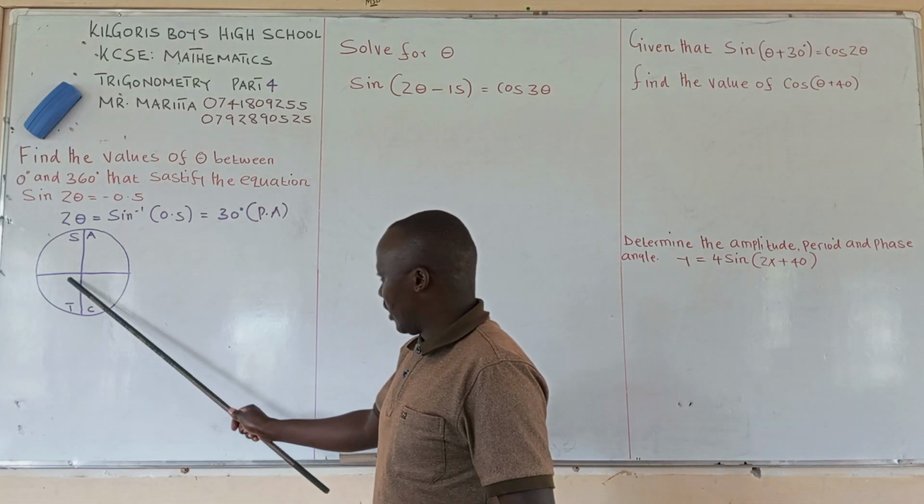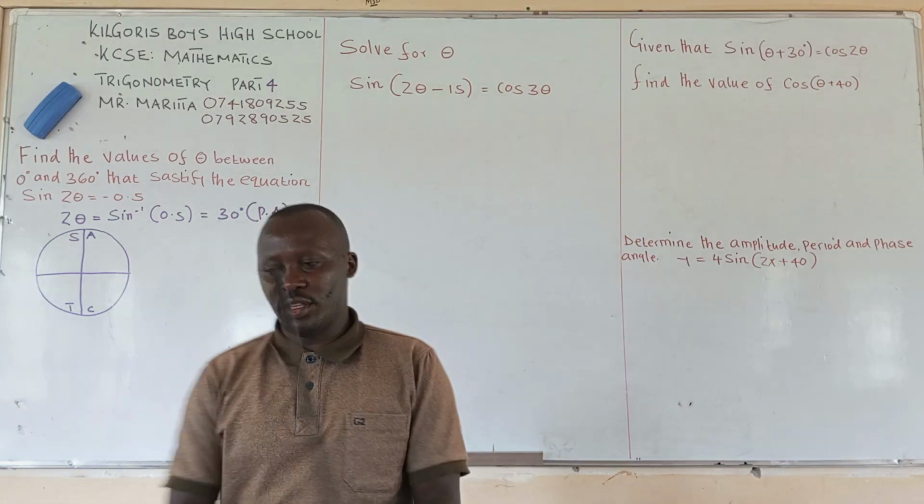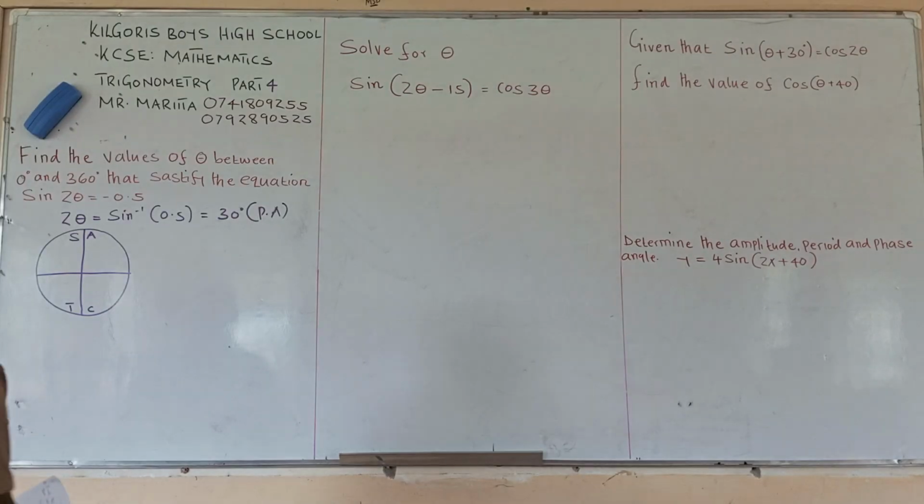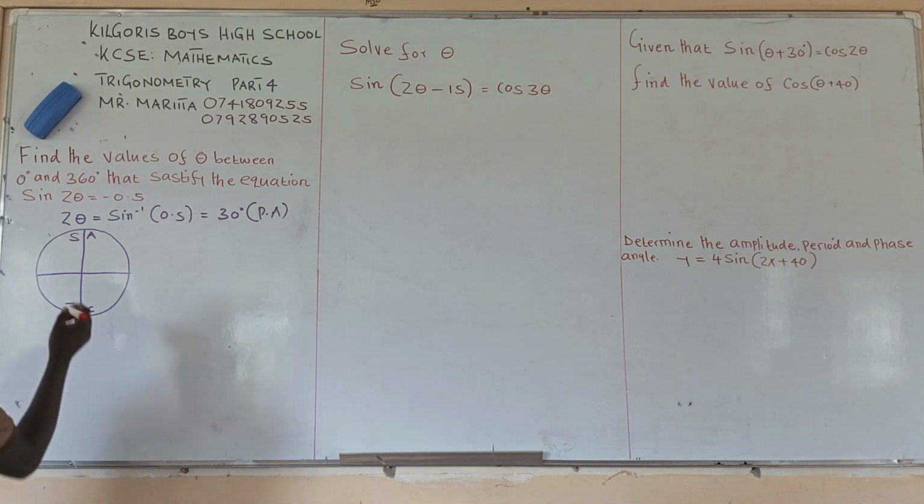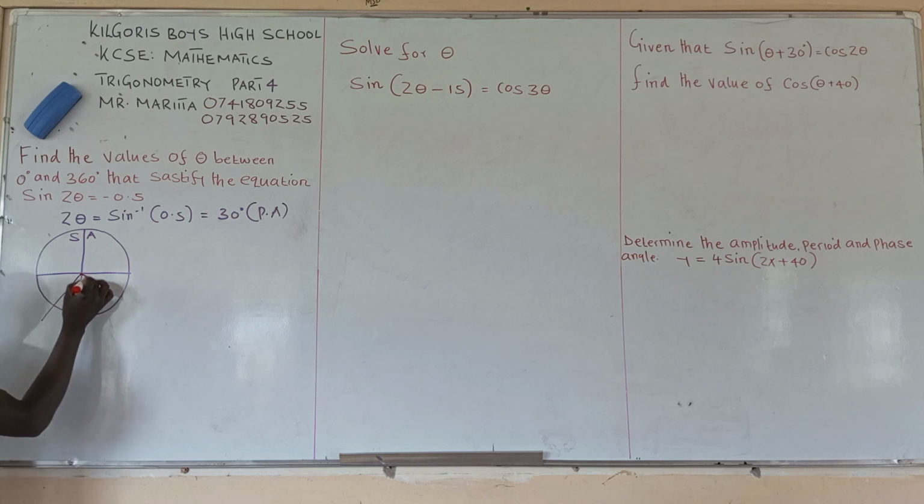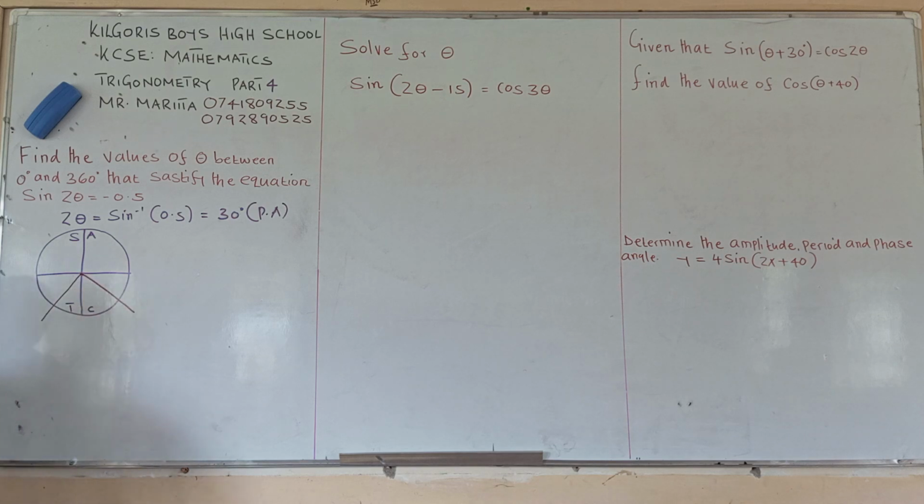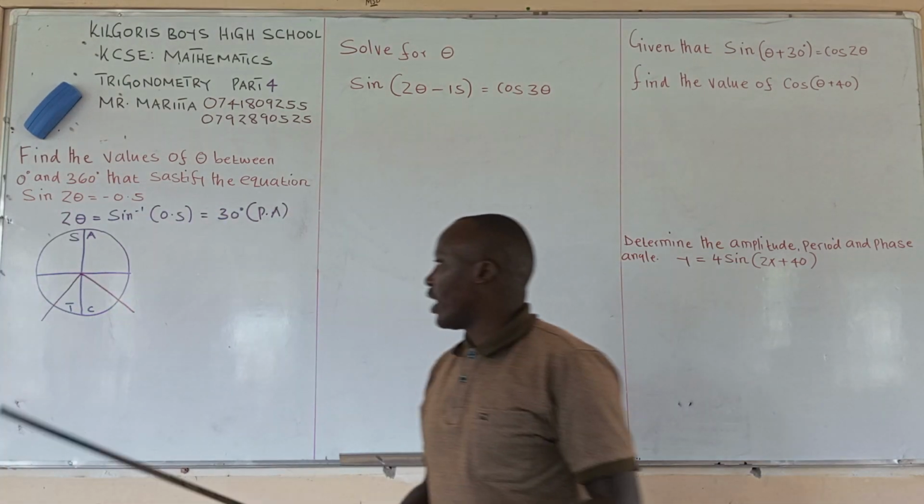So the sine is negative here and the sine is negative there. We find it on the third quadrant and on the fourth quadrant. This is where we have our solutions. So we have our solutions on the third quadrant and the fourth quadrant.